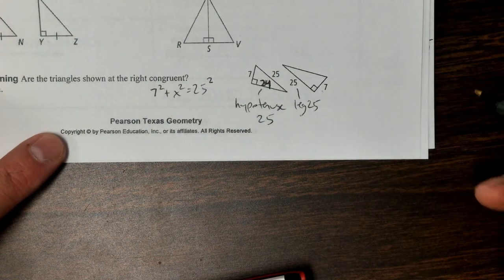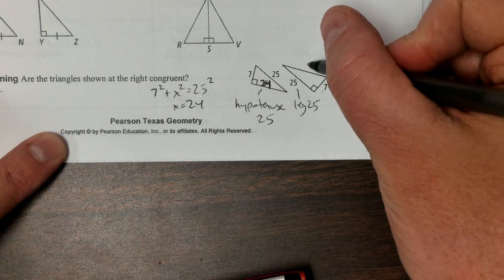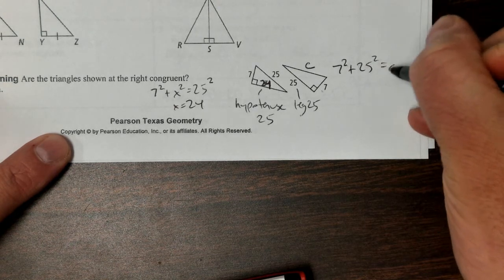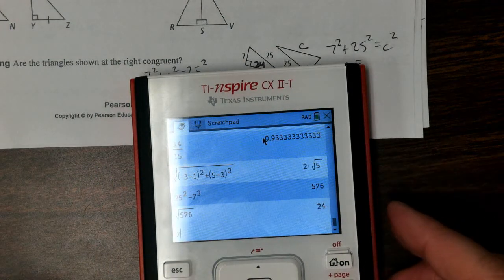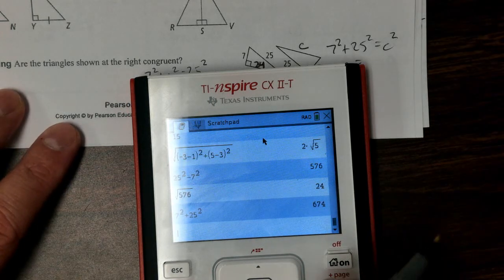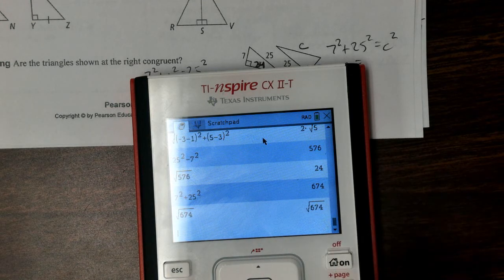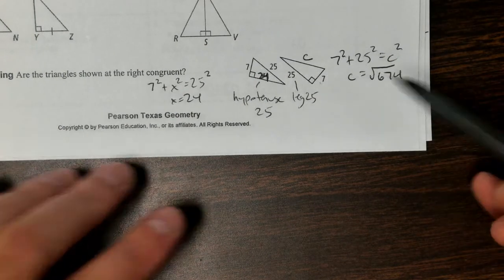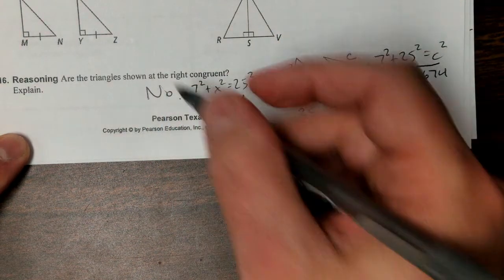And then on this one, I'm going to call this C. You'd have 7 squared plus 25 squared equals C squared. 7 squared plus 25 squared is 674. So the square root of 674 can't be broken down. It's just that. So these are not congruent. So I'm just going to put no, and then there's all my work.